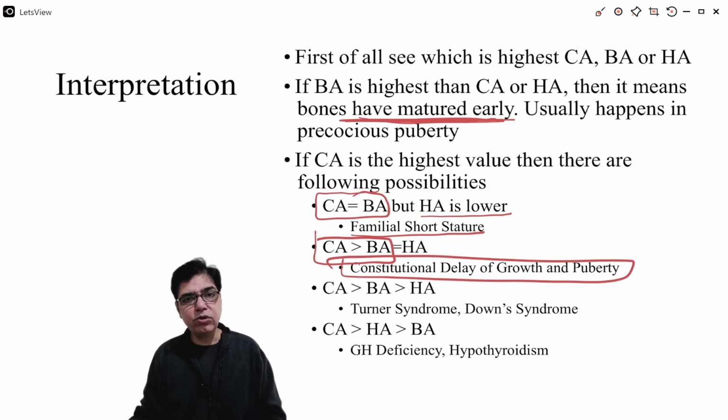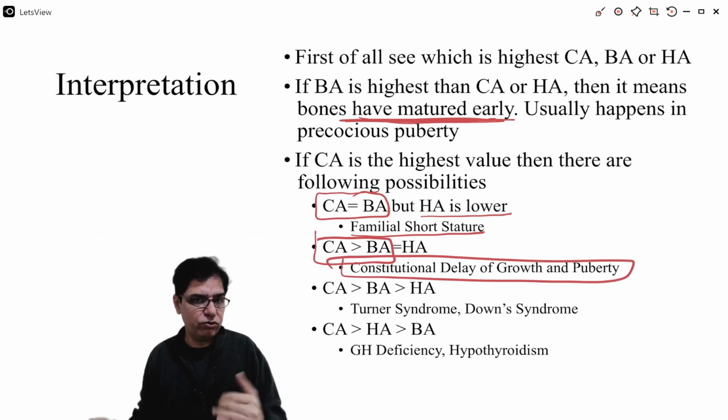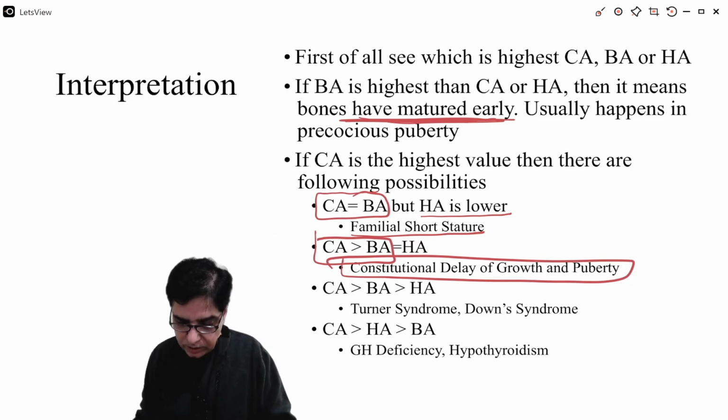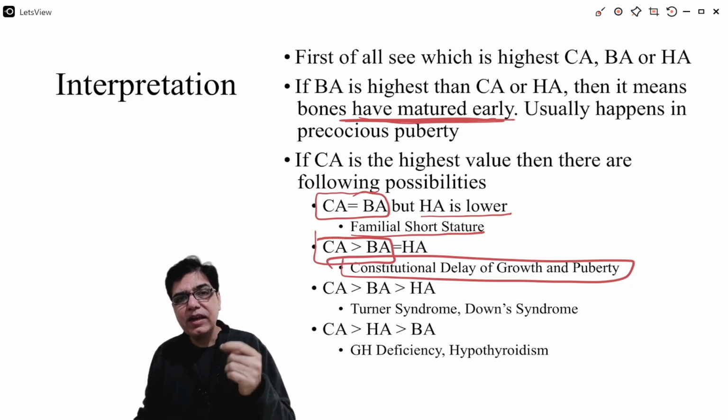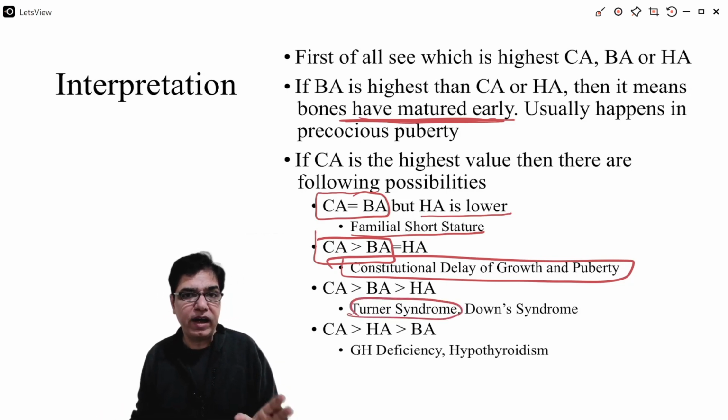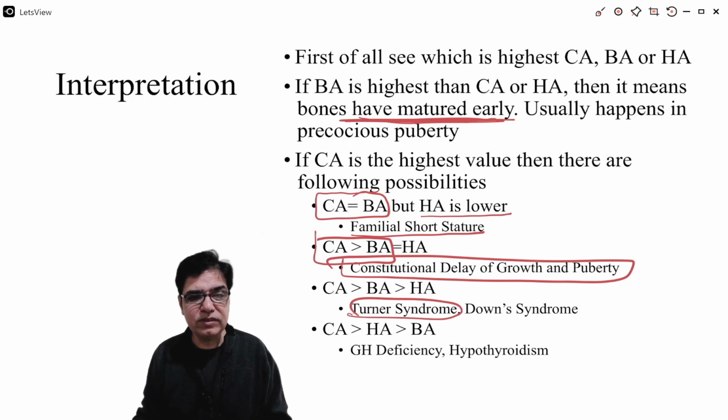The third thing is where the chronological age is greater than the bone age and the bone age is greater than the height age. In other words, the height age is the lowest. So a child who is 10 years of age, bone age is let's say 8 years, but the height is very small. That child has got a height age of let's say 6 years. This usually happens in syndromic things like if a child has got Turner syndrome, okay, especially if the girl has got Turner syndrome XO. Because there is a SHOX gene which is actually responsible for the height.